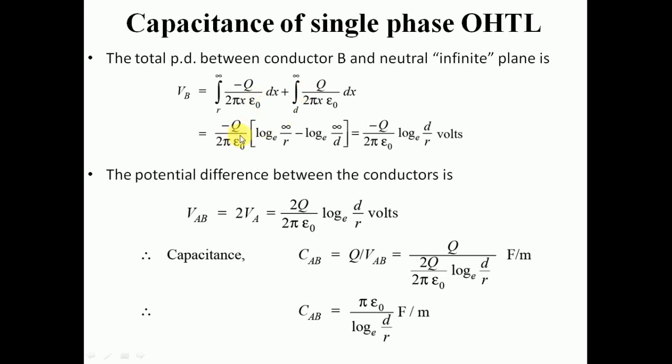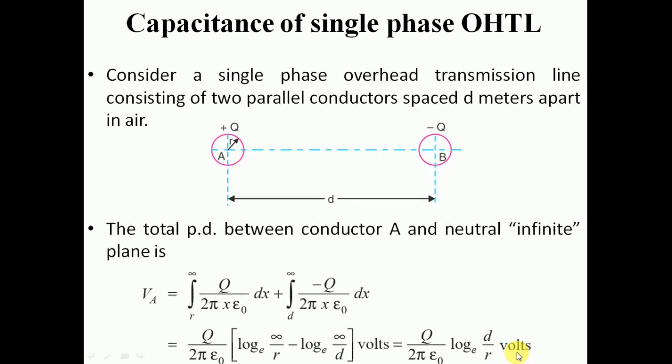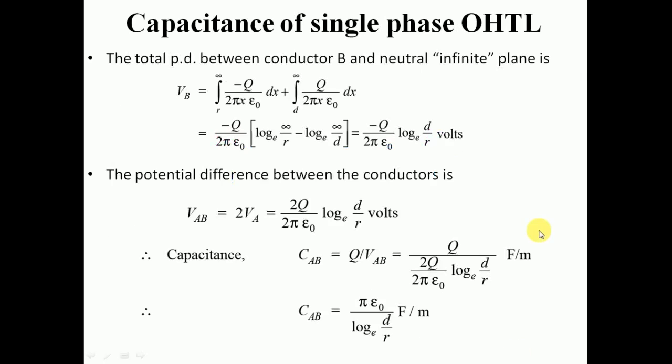So while taking minus q by 2 pi epsilon 0 common from that and simplifying it, we will be getting the relation of VB as minus q by 2 pi epsilon 0 natural log of d by r. In order to find the potential difference VAB, that is VA minus VB, you have to subtract this term from this term. Then you will be able to get the value of potential difference as 2q by 2 pi epsilon 0 natural log of d by r.